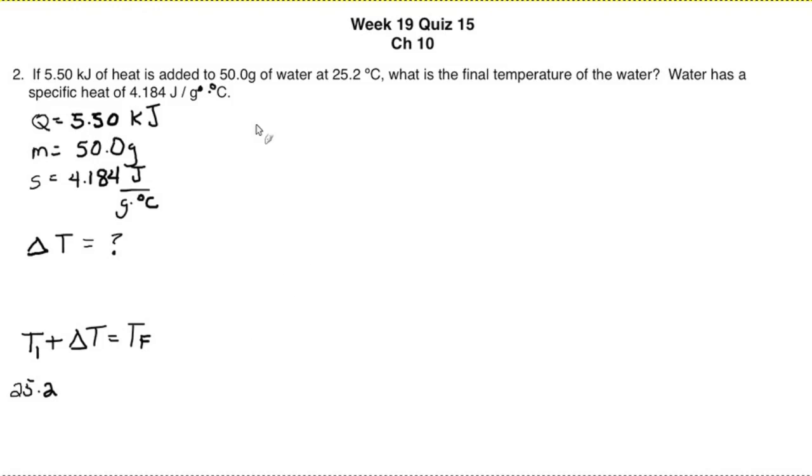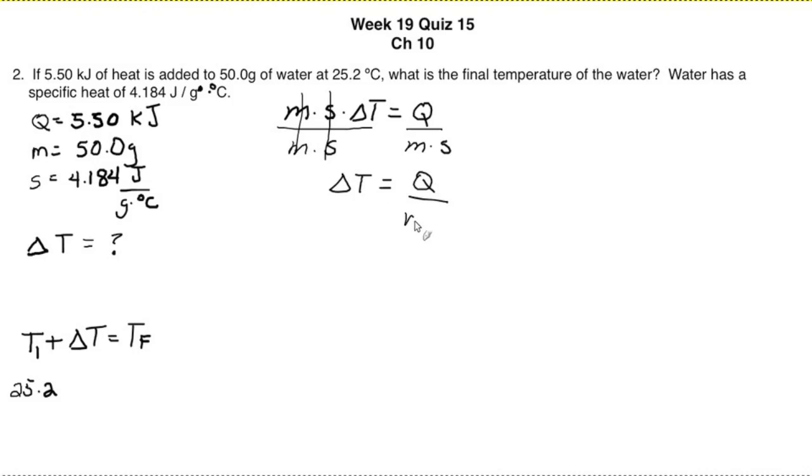Okay, so we're going to rearrange this equation to solve for delta T. So M times S times delta T equals Q. Divide both sides by M times S. Cancel the M and the S on this side, and we get delta T equals Q divided by M times S. Then we just plug in our numbers. Oh, but wait, we have to do something else first. Q is in kilojoules, but S is in joules.